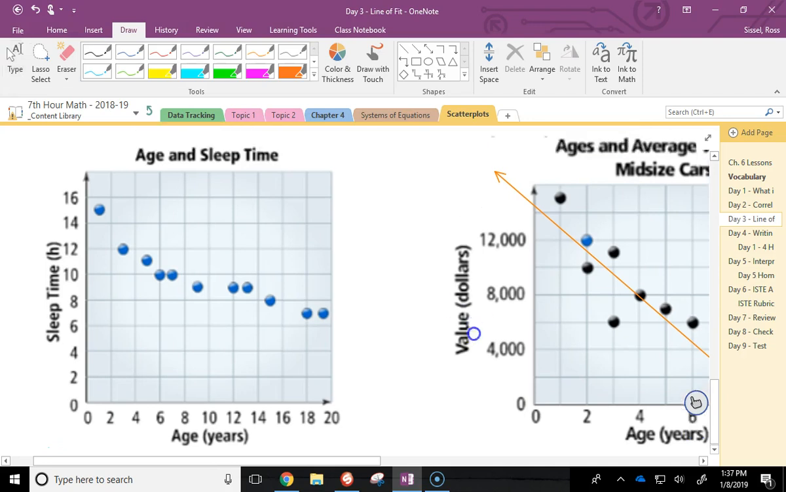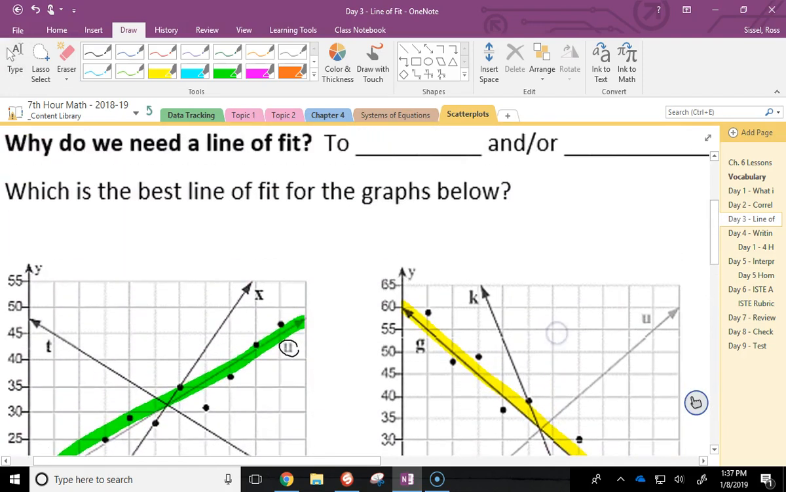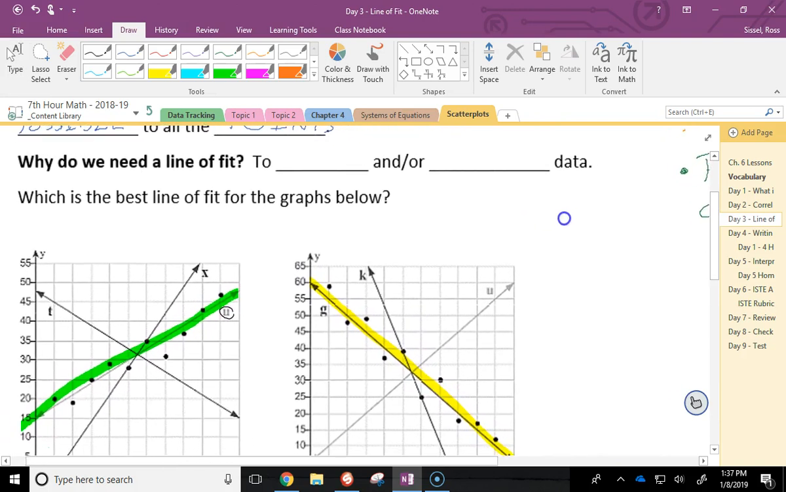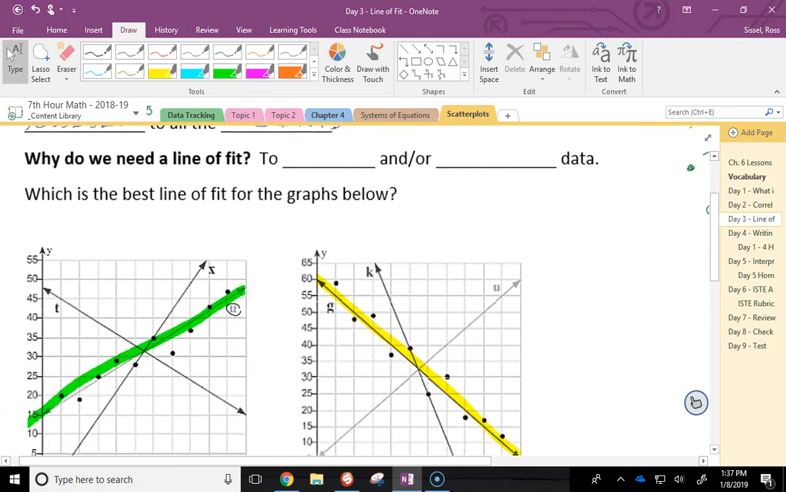Okay, let's finish up a couple things. Now, why are we even making these lines? So go back up to this top. Why do we even need these lines of fit? Or lines of best fit? Or why do we need these trend lines? Tyler? Close. Not to find, but we're going to say to predict and or interpret data.